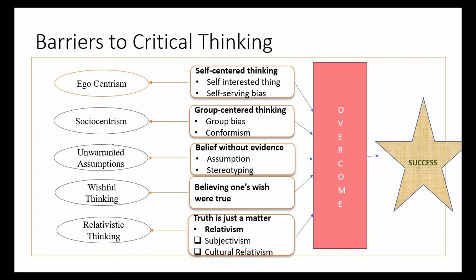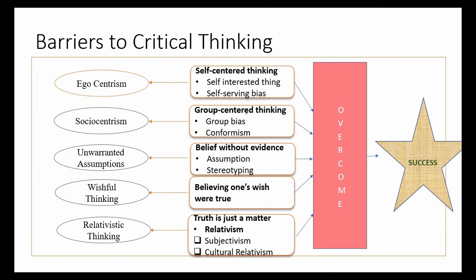When we talk about barriers, it is a stumbling block. So there are five barriers: egocentrism, sociocentrism, unwarranted assumptions, wishful thinking, relativistic thinking. What is egocentrism? Whatever I say, that is final. That should be avoided. It is self-centered thinking, self-interested thinking, self-serving bias. It should be completely avoided.